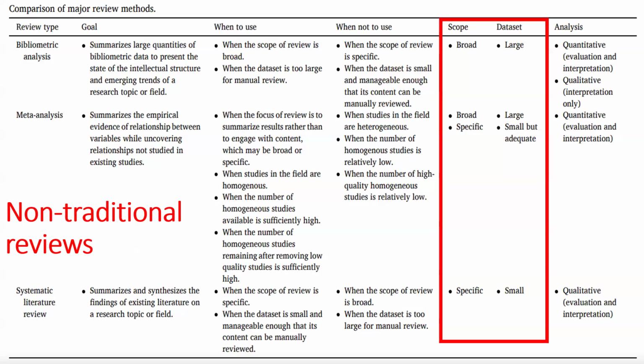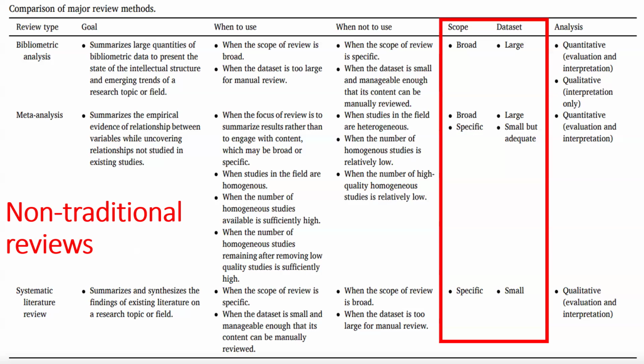However, in case of meta-analysis, scope might be broad or specific. The data you have might be large or small, or it might be adequate according to your need. In meta-analysis, you combine different data sets and you do quantitative analysis of all those papers. It means all those data should be coming from similar fields, similar population, similar topic. Now you combine all those and make it a quantitative type of analysis.